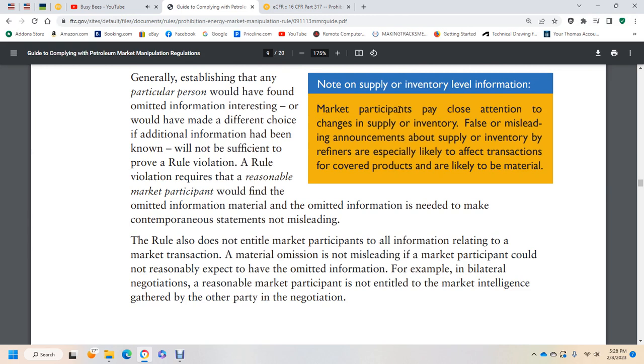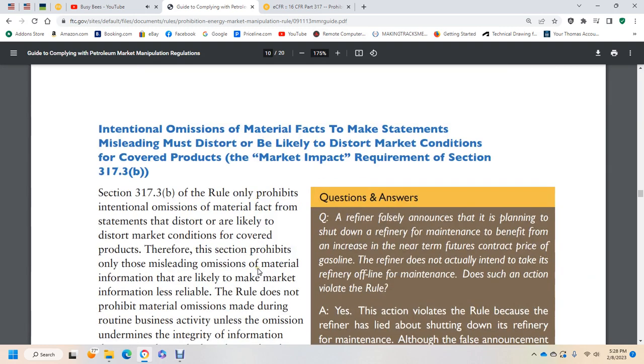The rule also does not entitle market participants to all information related to a market transaction. An omission is not misleading if the market participant could not reasonably expect the omitted information to be disclosed. For example, in a bilateral negotiation, a reasonable market participant is not entitled to the market intelligence of the other party in the negotiation.